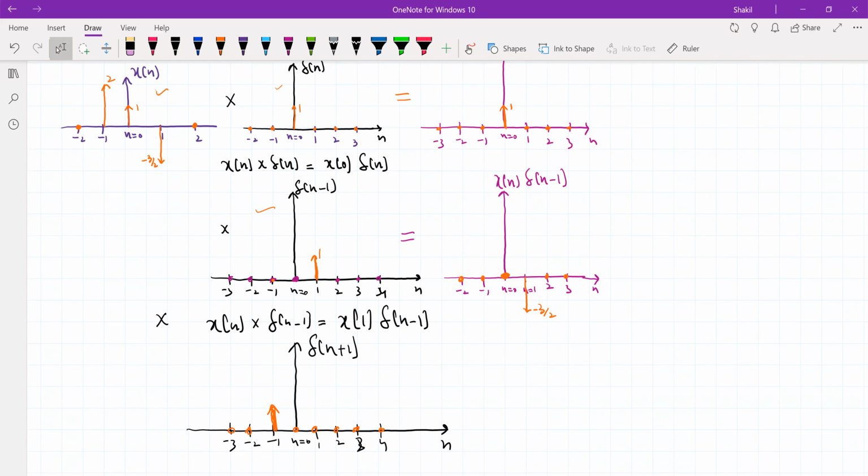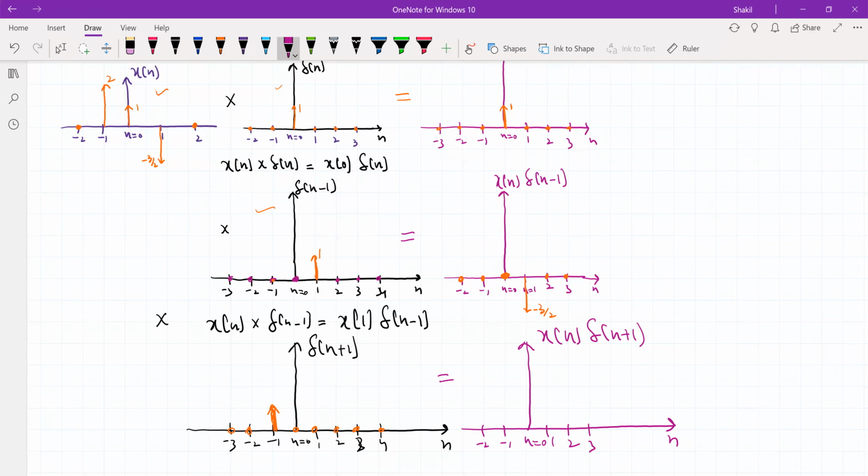So when we multiply delta n plus 1 with x of n, what's the result? Let's calculate that. So let's compute this result. X of n, delta n plus 1. This is delta n plus 1. So let's mark the points first. N equal to 0 point, n equal to 1, n equal to 2, n equal to 3, and so on. This is n equal to -1, -2, and so on. Now when we multiply x of n with delta n plus 1, what will we get?